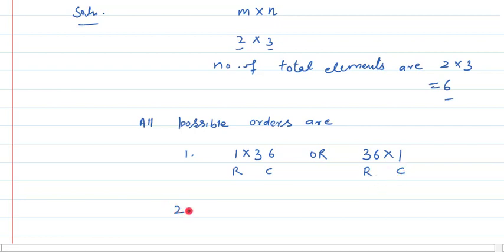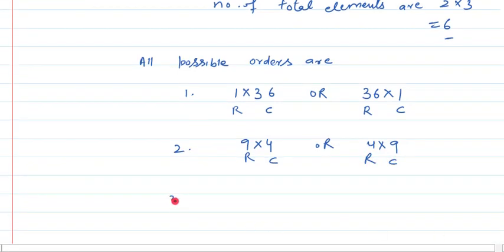Second option is 9 by 4, or we can write 4 by 9. The same way, this matrix is having 9 rows and 4 columns, whereas this matrix has 4 rows and 9 columns. Now the third thing that we can have is 12 by 3, or 3 by 12. Means the matrix is having 12 rows, 3 columns, or it may have 3 rows and 12 columns.